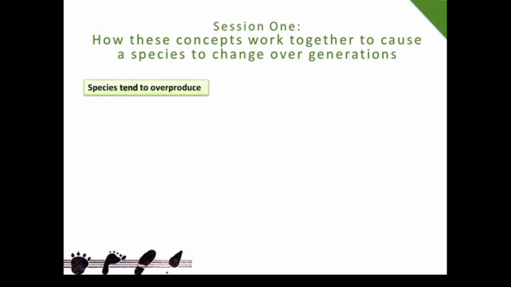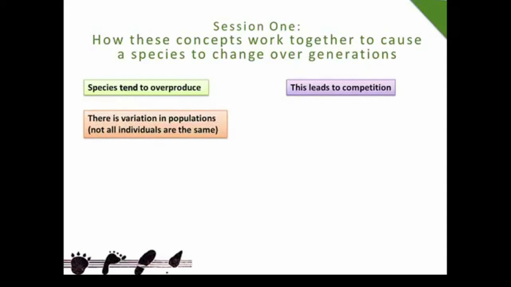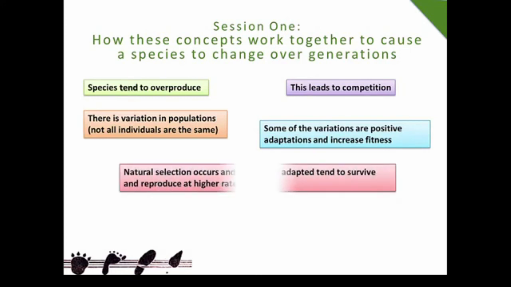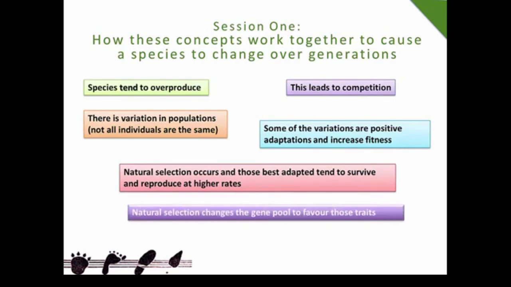First of all, species tend to overproduce. This results in competition. And there is variation in populations. Not all individuals are the same. Some of the variations are positive adaptations and increase fitness in the long run. So natural selection occurs, and those best adapted tend to survive and reproduce at higher rates, and natural selection changes the gene pool to favor those traits. So again, this results in biodiversity.